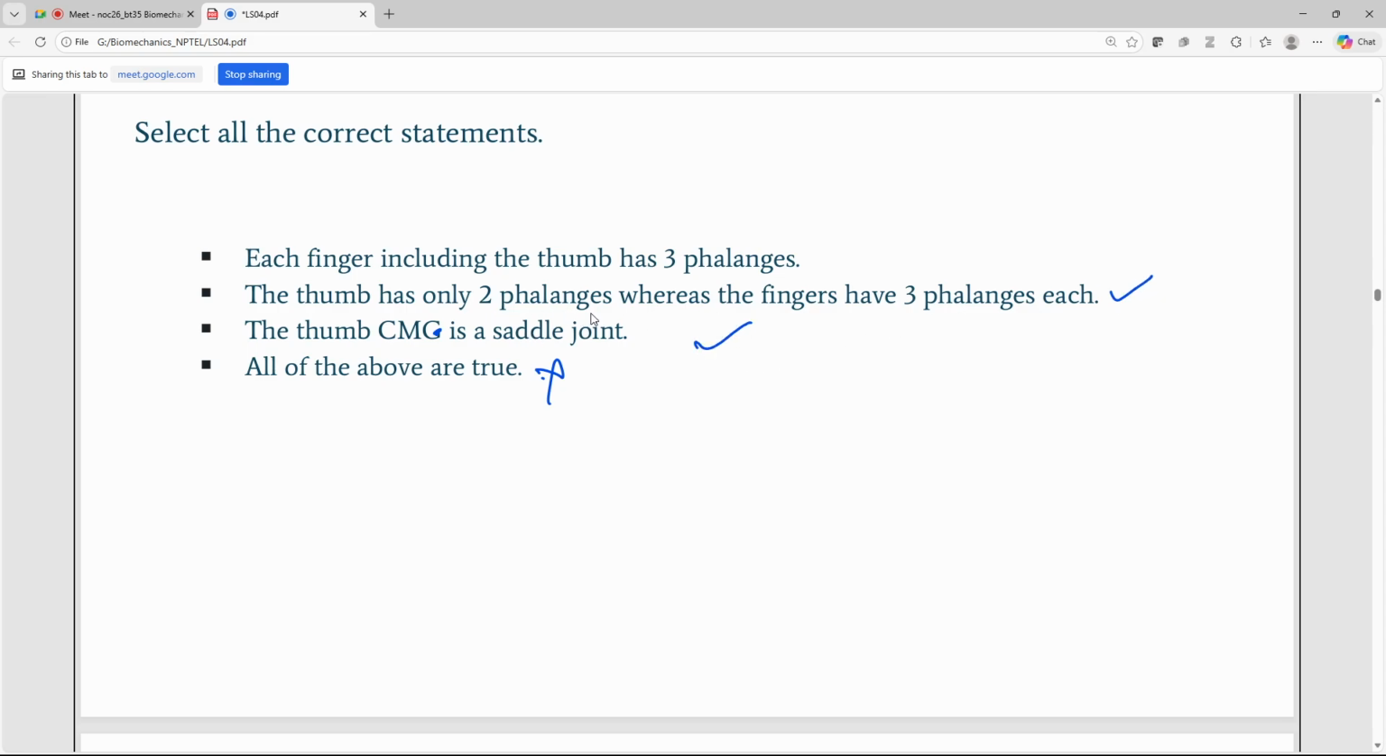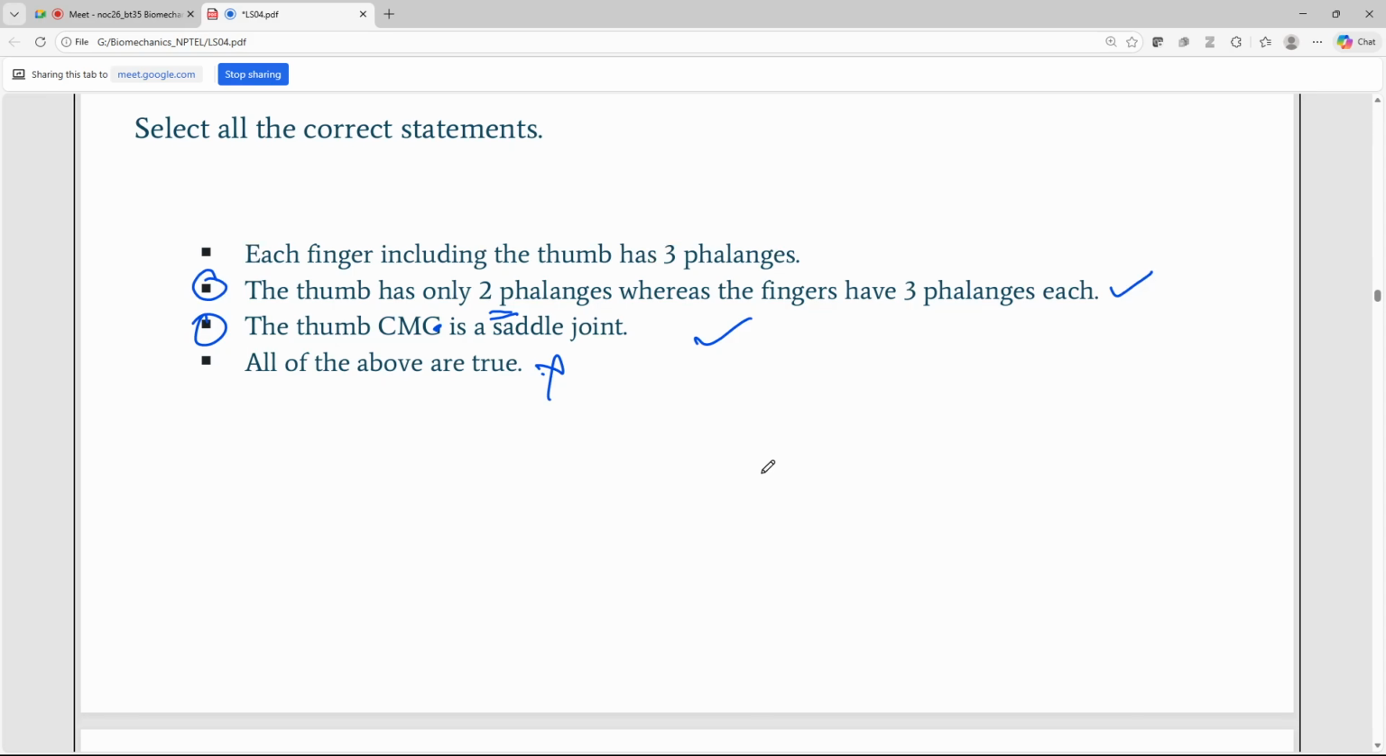If you check your 5 fingers, from your small finger to the index finger, all those 4 fingers have three phalanges each, that is proximal, middle, and distal, whereas the thumb has only two phalanges. Also, we have seen in the previous question that the thumb CMC is a saddle joint. So, these two are the correct options.